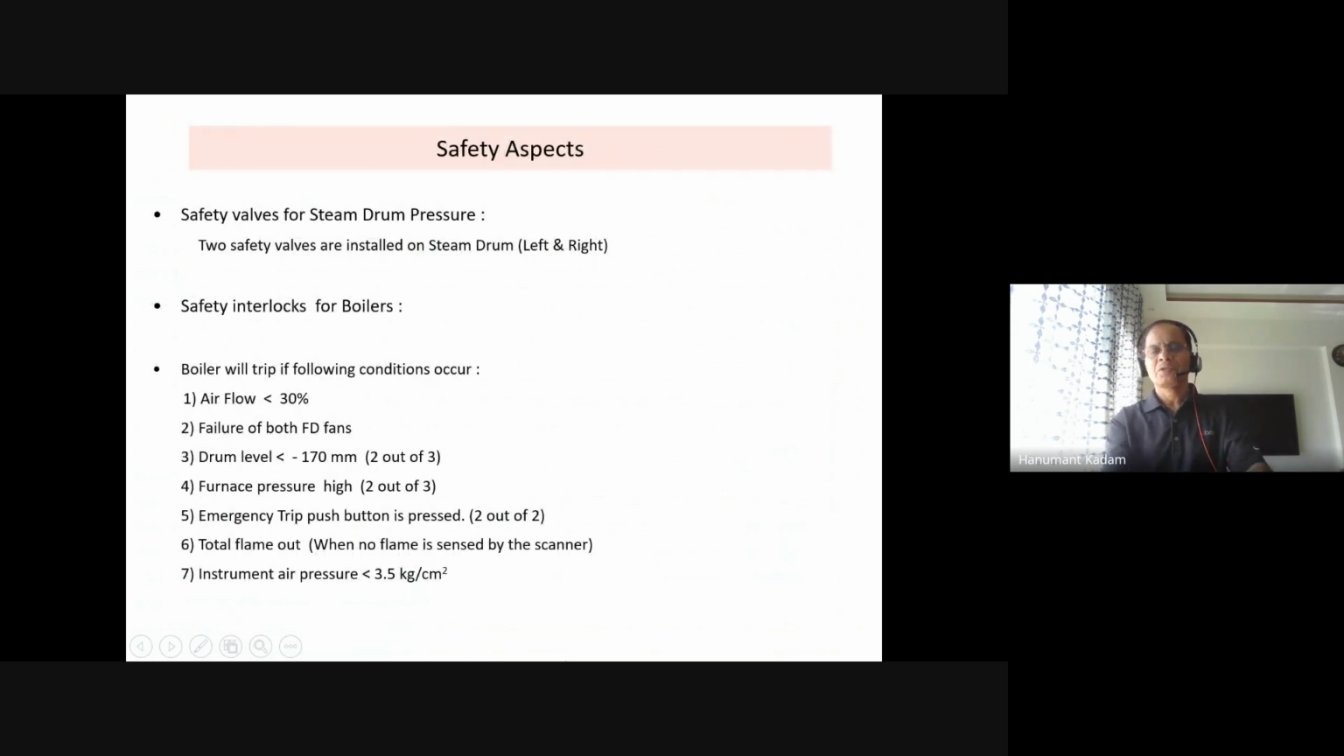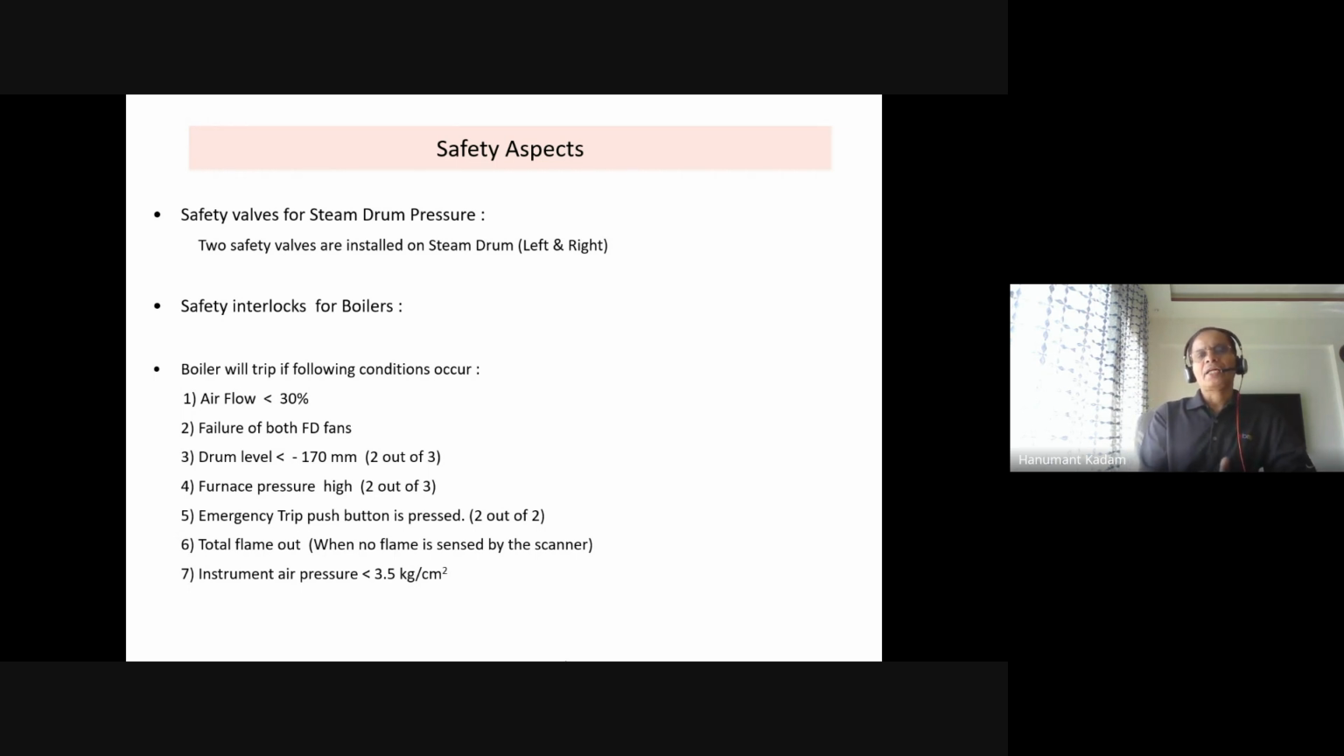So I'm coming to the end almost. Safety valves for steam drum pressure. Two safety valves are installed on the steam drum, left side and the right side. They are very important. Safety interlocks for boiler. Boiler will trip when the following conditions occur: airflow less than 30%, failure of both the FD fans, drum level less than minus 170 millimeters, furnace pressure high, emergency trip push button.